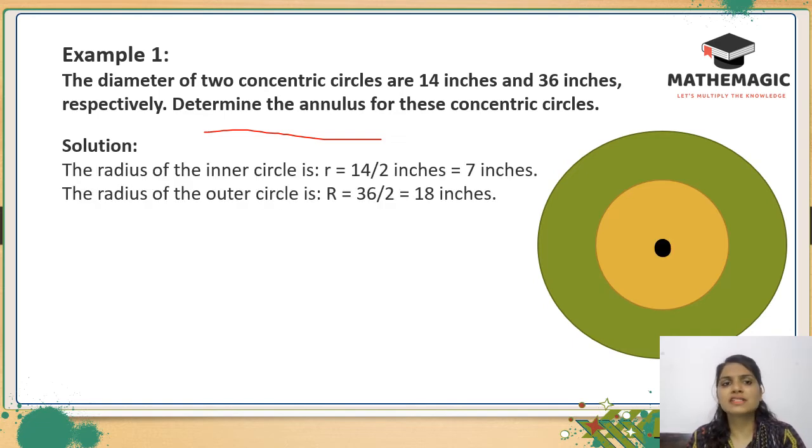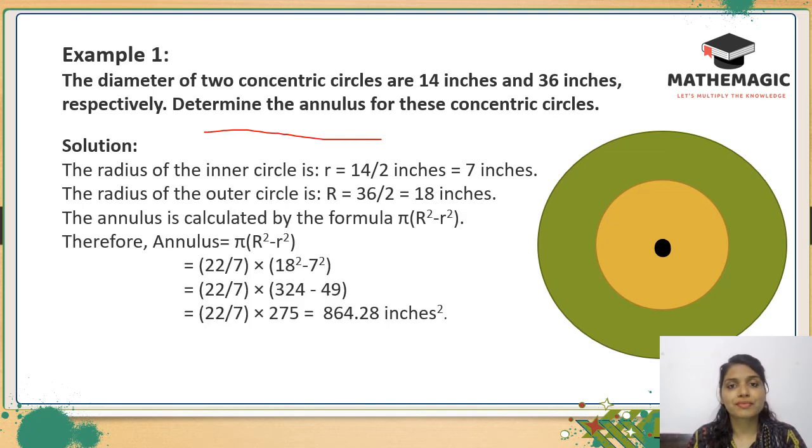So they have given us the diameter, but what about the radius? Yes, all we need is to take half of the diameter. That is 14 over 2 to get the radius of 7 inches and 36 over 2 to get the radius of 18 inches. Let's apply the formula. Yes. So we can apply the formula and substitute the values of capital R and small r into the formula. We know the value of pi, that is 3.14 or 22 upon 7.